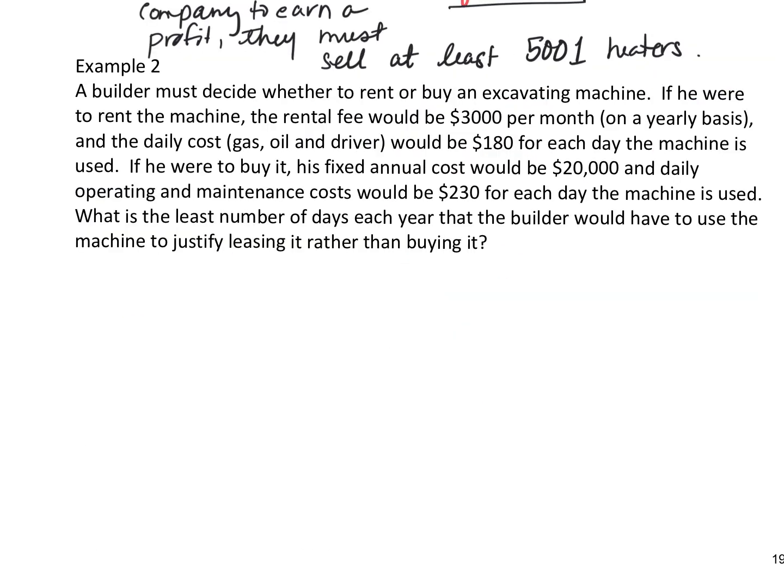Number 2, right? A builder must decide whether to rent or buy an excavating machine. If he were to rent the machine, the rental fee would be $3,000 per month on a yearly basis, and the daily cost, gas, oil, and driver, would be $180 for each day the machine is used. If he were to buy, his fixed annual cost would be $20,000, and daily operating and maintenance costs would be $230 for each day the machine is used.